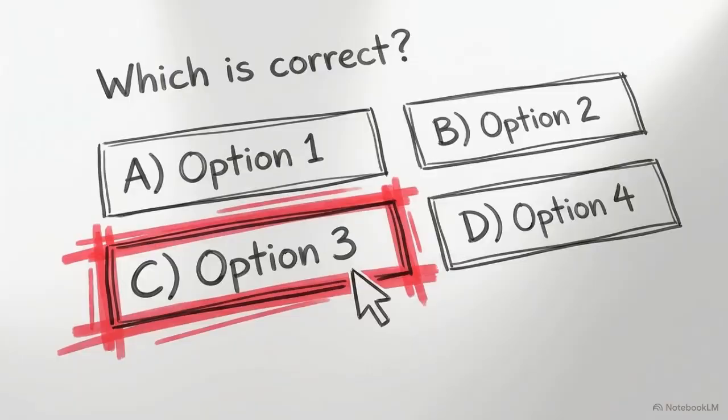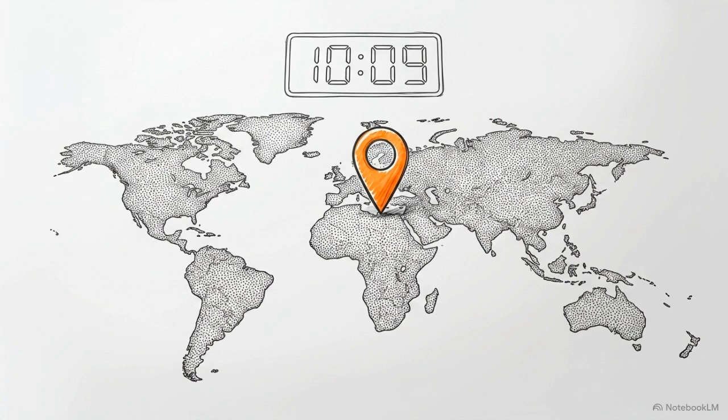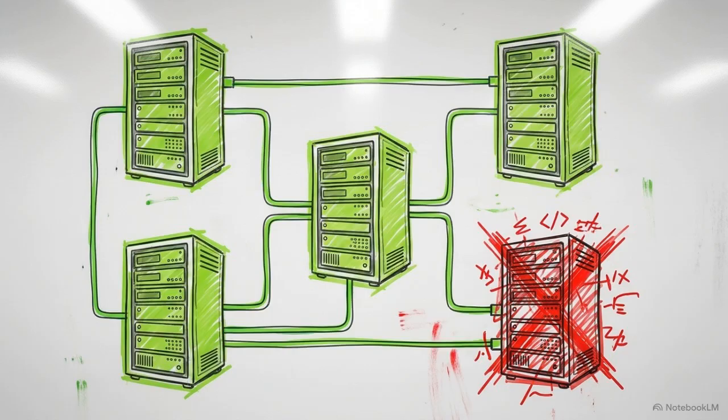This brings us to a specific exam trap. If you optimize language choice, data structures, or algorithms, you are improving software efficiency. It is a mistake to label this carbon-aware operation, which deals strictly with the timing and location of the workload. True architectural sustainability requires a holistic evaluation across all 5 levers. Optimizing a single metric will inevitably create blind spots elsewhere in the system.